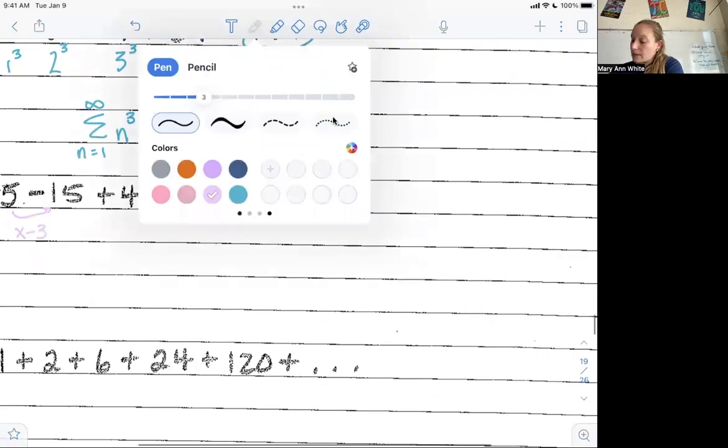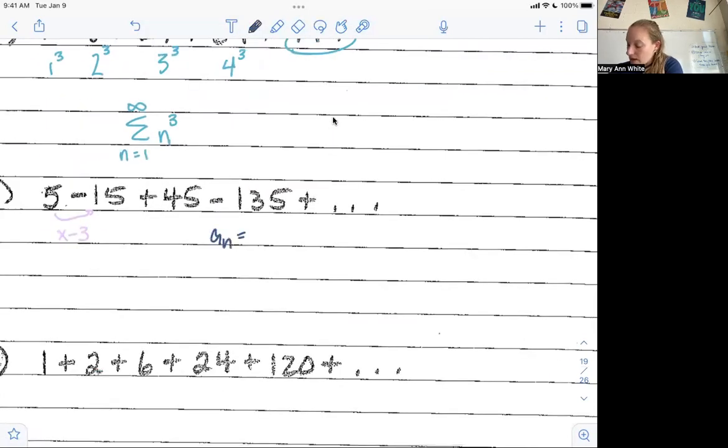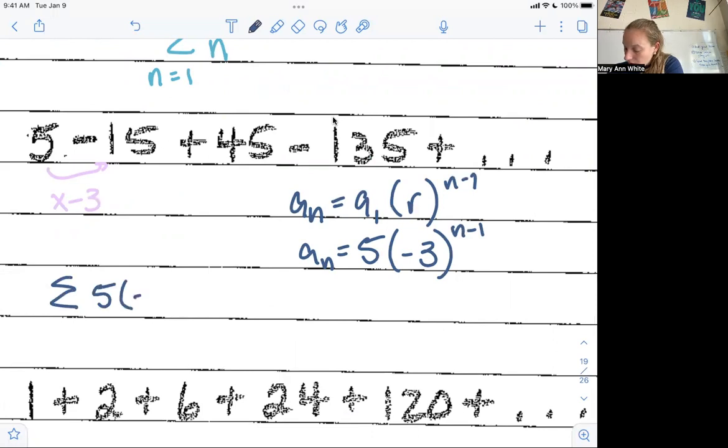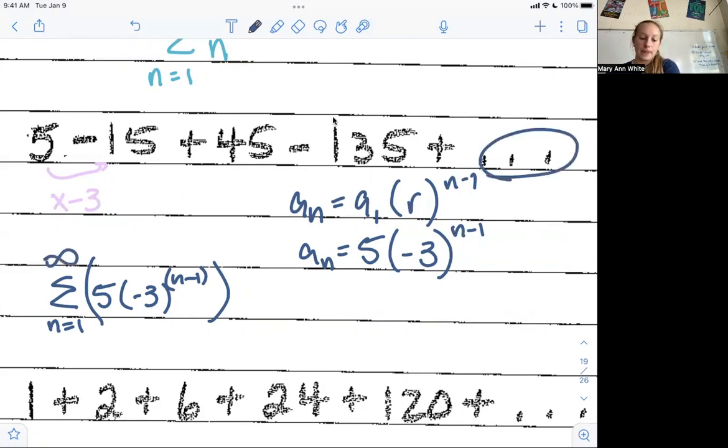So if I'm thinking about this as my geometric sequence, a sub n equals a sub 1 times r raised to the n minus 1. I know my a1, that's 5. I know my r is -3. And then I don't know what my n is. So my general form is 5 times -3 raised to the n minus 1. That's basically my sigma notation. Got to put a sigma in front. Got to put all of our little numbers in. We're starting at 1, so if you plug 1 in for n, you'll get 5. And this one has another dot dot dot, which means it also goes on and on forever. Infinity.